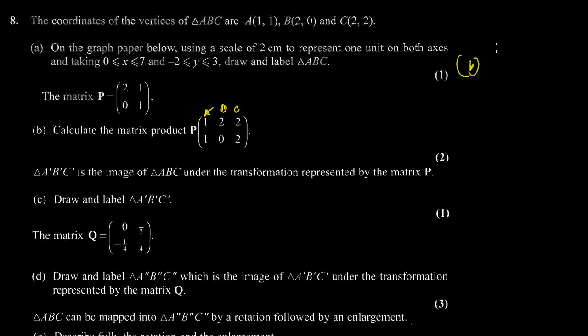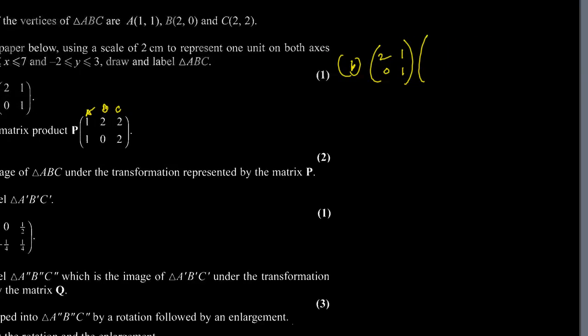So question number B is, P is 2, 1, 0, 1, and the matrix that we have to multiply this with is 1, 2, 2, 1, 0, 2. So the answer would be, let me do this very quickly. So the row here would be multiplied with the column here. So 2 ones are 2 plus 1 ones are 1. Then this row would be multiplied with this column. 2 twos are 4 plus 1 into 0 is 0.